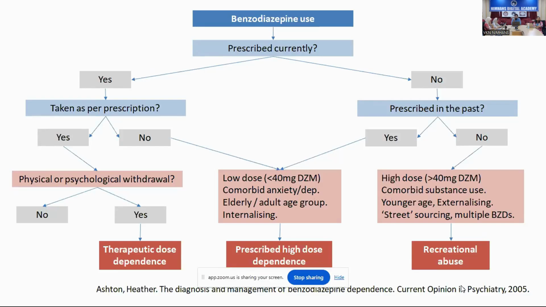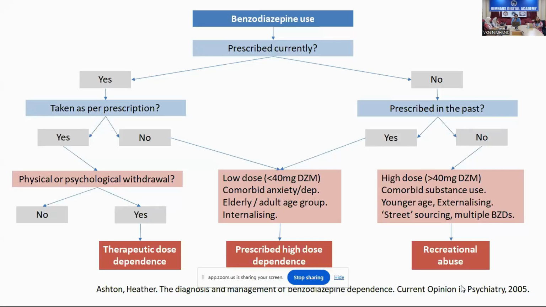The other type of patients is those whom we had prescribed, but they are not taking as per prescription. So basically, they have comorbid anxiety, depression, or are on the internalizing spectrum. They want to use benzodiazepines as a way of coping. Most of the time they increase their dose to more than 40 milligram equivalents of diazepam. So that is what we call prescribed high dose dependence. This is the second group of patients that we see. The third group of patients, they were not prescribed benzodiazepines, or they were sometimes prescribed in the past.